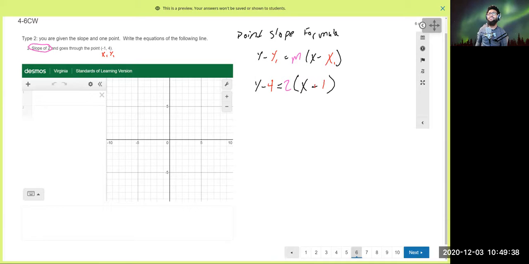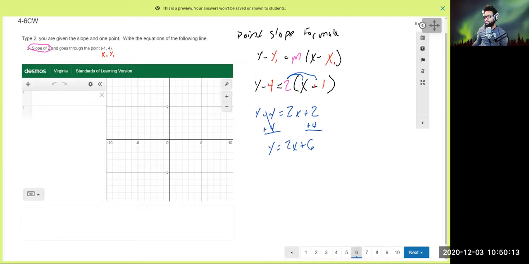And now we have this set up, ready to go through and solve it like we would any other equation. So to do it, we need to distribute this 2 to this x and to that 1. And we end up with y minus 4 equals 2 times x is 2x, and then 2 times 1 is 2, so plus 2. And now we need to perform the opposite operation to that 4 and add 4 to both sides to get that y by itself. And we end up with y equals 2x plus 6.